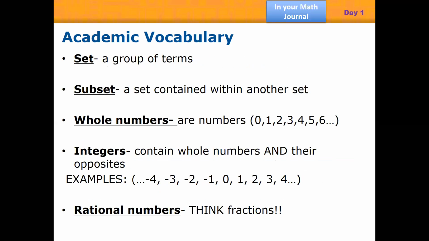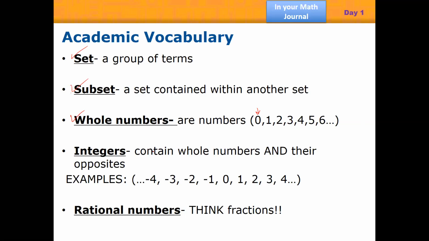All right, so here are some academic vocabulary words for this topic. Please write this one in the journal. You should have already seen it previously. I showed you on the journal what it looks like. So we have a set, which is a group of terms. A subset is a set contained within another set. Whole numbers are numbers that start at 0. So this is where it starts and it goes up, and it's all the positive numbers that we have.